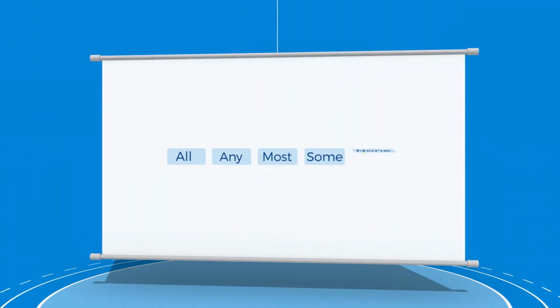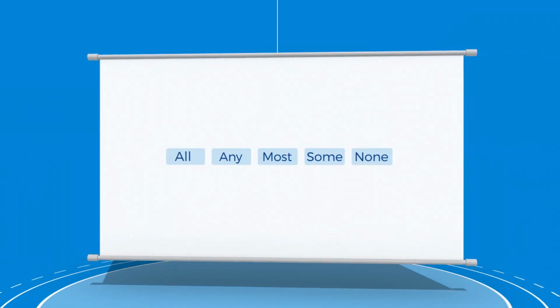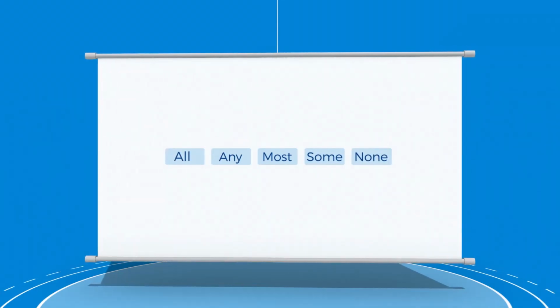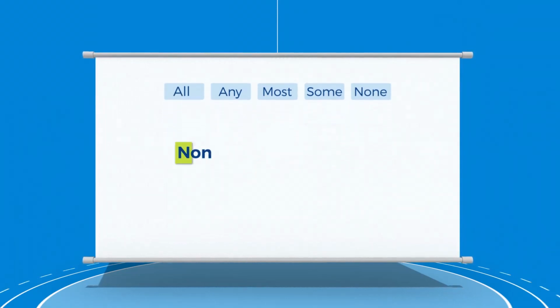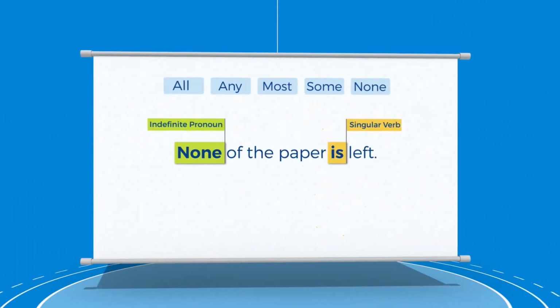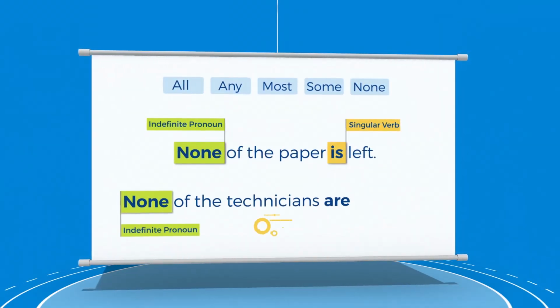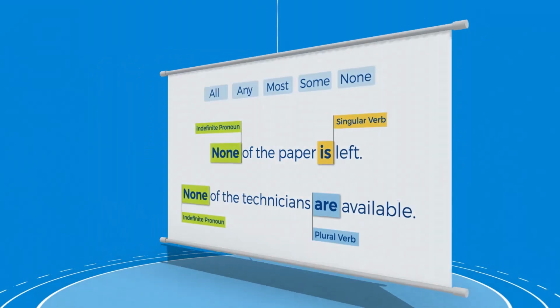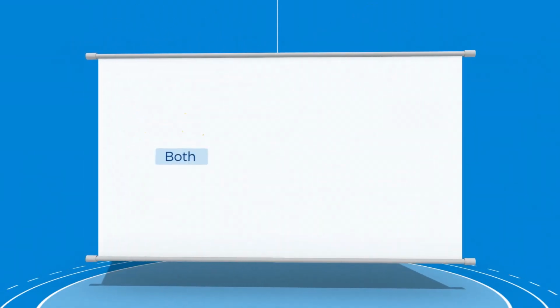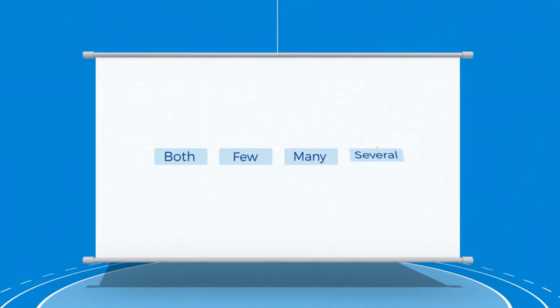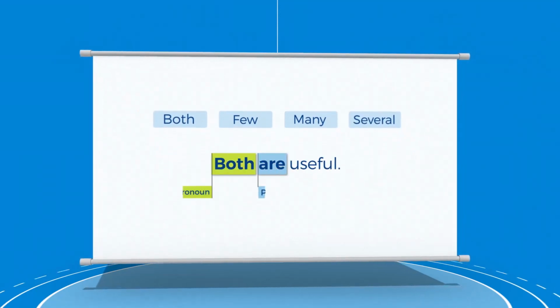Some indefinite pronouns, such as all, any, most, some, and none, can take either a singular or plural verb, depending on the context, like none of the paper is left, and none of the technicians are available. Then there are pronouns like both, few, many, and several, that take only a plural verb.